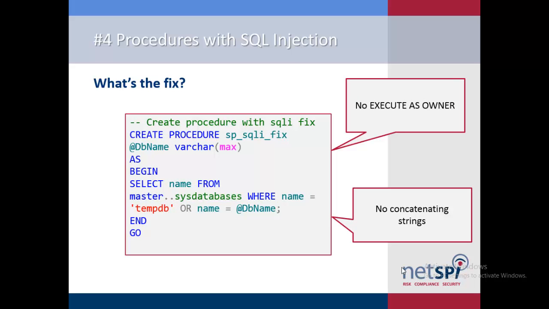So a fixed version of the procedure we saw before would look something like this. We no longer see the execute as owner because it's signed by a cert. We no longer see the concatenated strings, and we're using parameterized queries. So now this executes safely without the risk of letting someone escalate privileges.